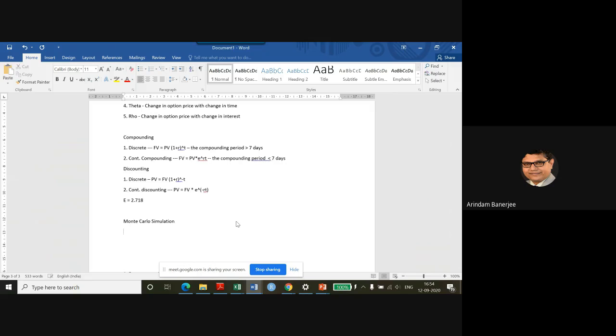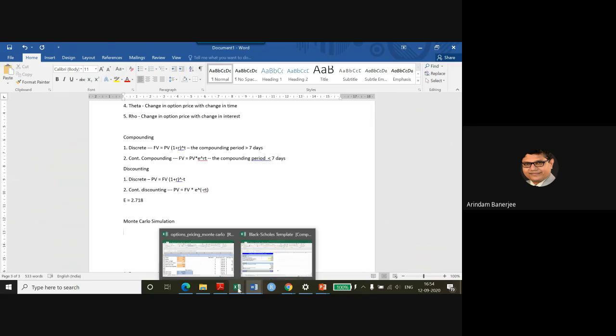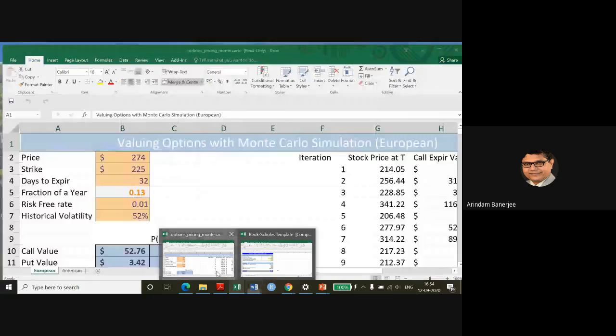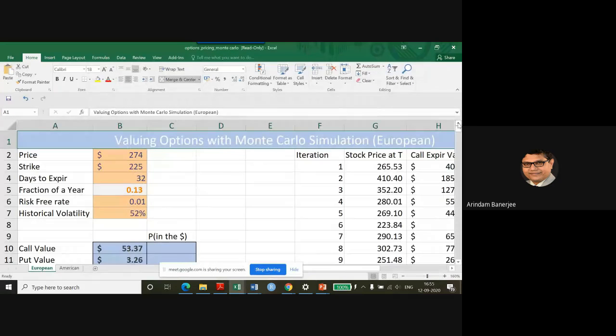Monte Carlo simulation. This is not a model like binomial, and it's not really a model, but it is a method of calculation where the model is iterated multiple times and then a mean is taken. Usually it is done using Excel. So this is a template for this.